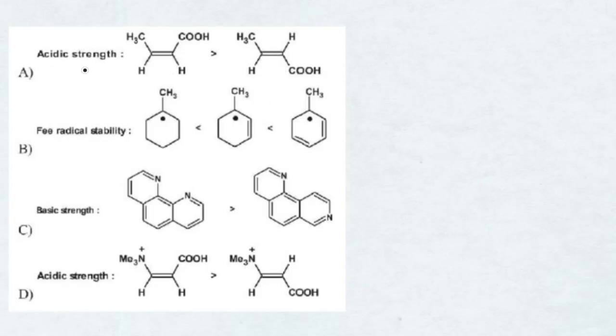The first property is acidic strength. The given two molecules are carboxylic acids and they have same groups attached to the carbons. That means they are geometrical isomers. Since the identical groups are on the same side of the double bond, we can call this as cis and this will be a trans molecule.